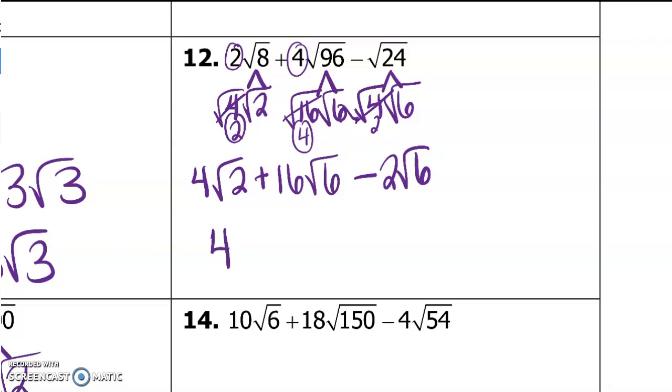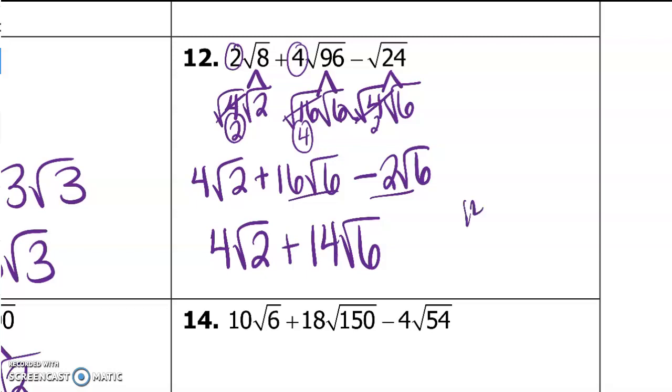So I'm just going to bring down my 4 square root of 2 since that one's on its own. These two you can put together to give us plus 14 square root of 6. It does not matter what order you have your addition and subtraction written in. All right, so if you have 14 square root of 6 first and then plus 4 square root of 2, that's totally fine. So the order that you write your addition or subtraction doesn't matter.